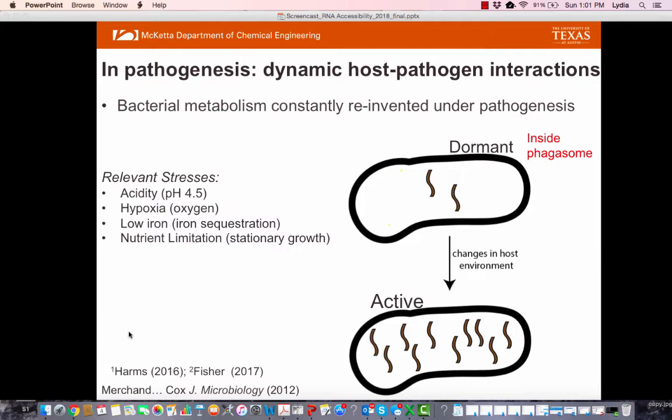Indeed, an important aspect of being able to invade a host cell is survival of changes that take place in the host environment. These changes include changes in pH that lead to changes in acidity, changes in oxygen conditions, iron, and nutrients. Therefore, bacterial metabolism needs to be constantly reinvented during pathogenesis. It turns out that various classes of non-coding RNAs are key to this process.